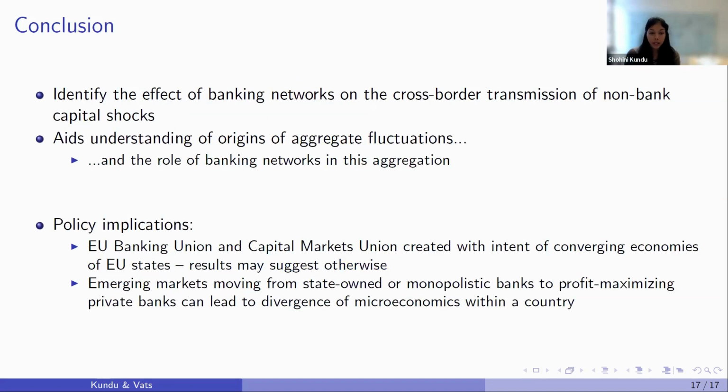Okay. So to conclude, this paper identifies the effect of banking networks on the cross-border transmission of non-bank capital shocks. We introduce new empirical findings on how non-bank capital shocks transmit through the economy through banking linkages. And specifically, we show evidence that geographically diversified banks divert funds away from states that experience negative shocks towards unaffected state economies. And these results suggest that the transmission of non-bank capital shocks can result in the negative co-movement of business cycles. Thank you.